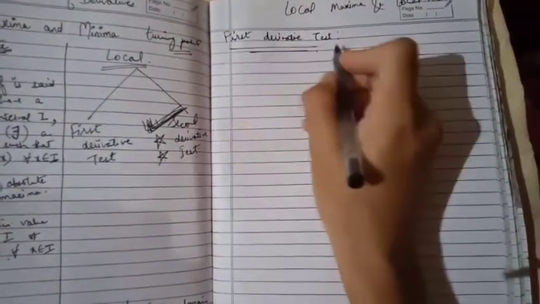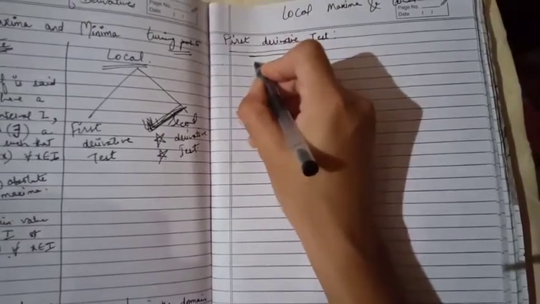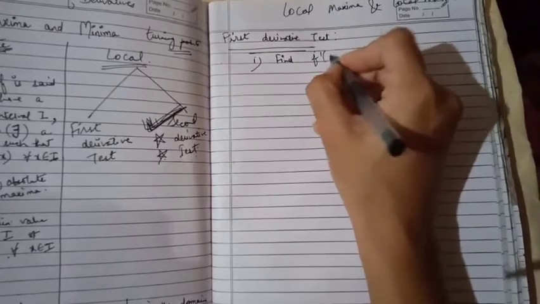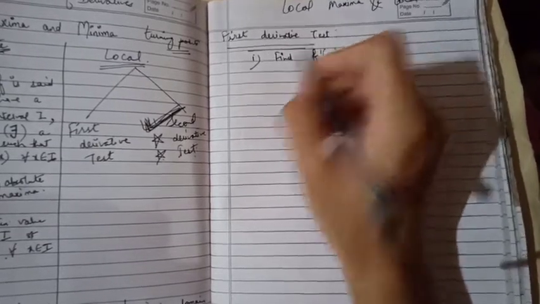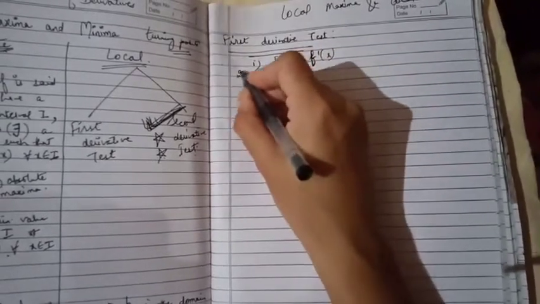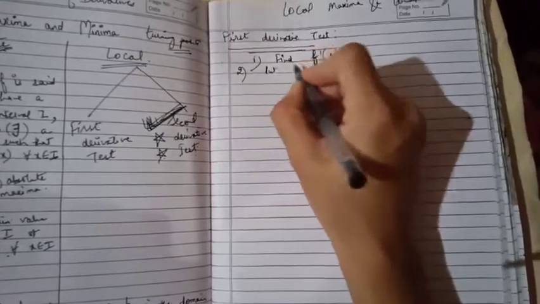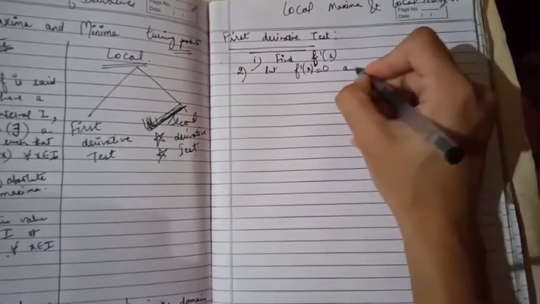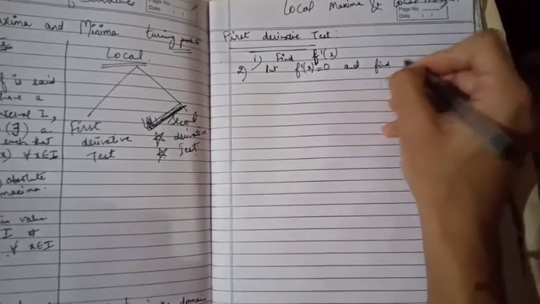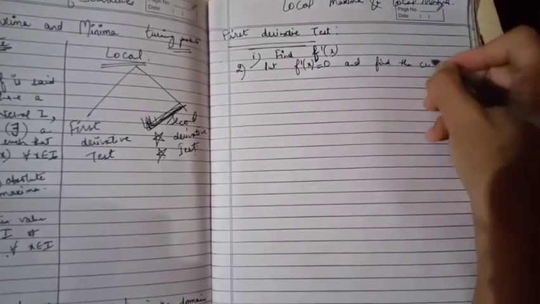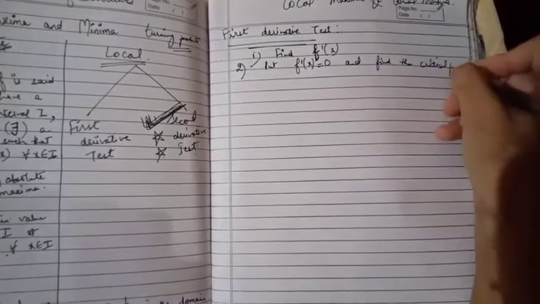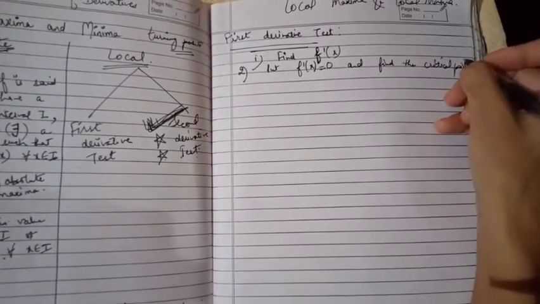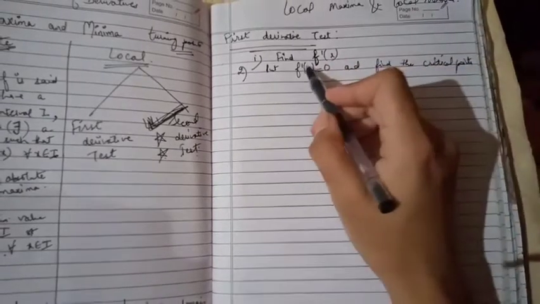In the first derivative test, the first step is to find the derivative of the function. The second step is to put the derivative equal to 0 and find the critical points. Find all the points at which the derivative of the function is 0.